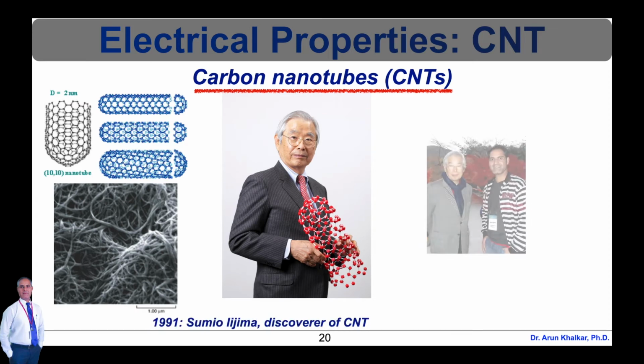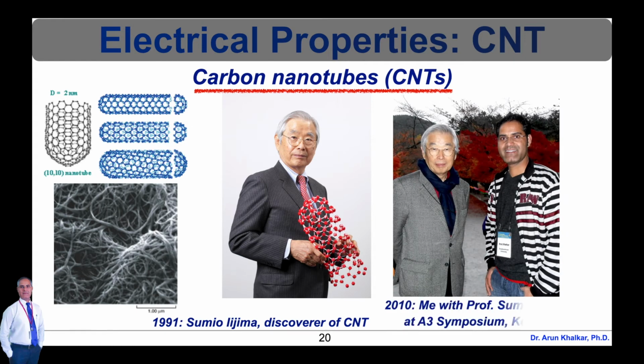Here I am with Professor Sumio Iijima at the A3 Symposium, Korea in 2010. Professor Sumio Iijima is a Japanese physicist and inventor, often cited as the inventor of carbon nanotubes. Although carbon nanotubes had been observed prior to his work, Iijima's 1991 paper generated unprecedented interest in the carbon nanostructures.